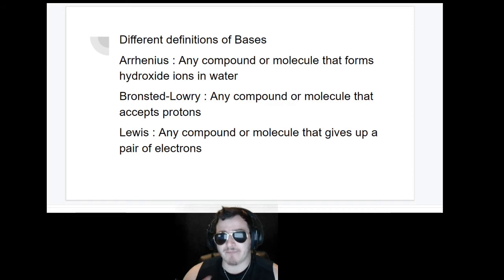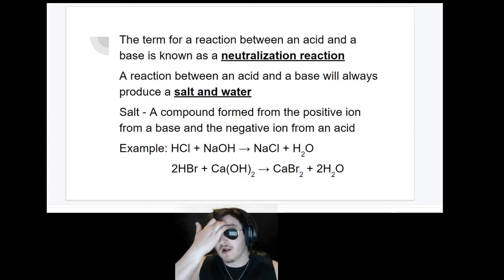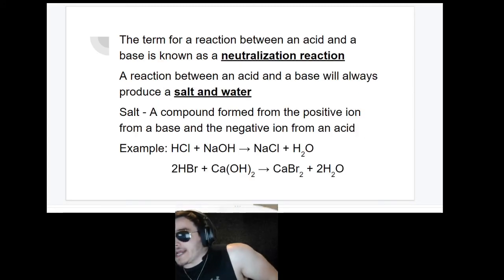Because not every base or every substance that acts as a base actually has a hydroxide to work with, we had to revise it. And so Brønsted and Lowry said an acid is something that gives protons, while a base is something that is going to receive those protons. And whereas a Lewis acid accepts a pair of electrons, a Lewis base is the thing that gives them up and donates them.